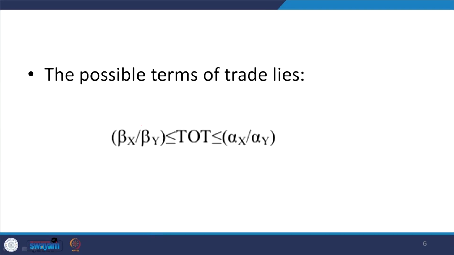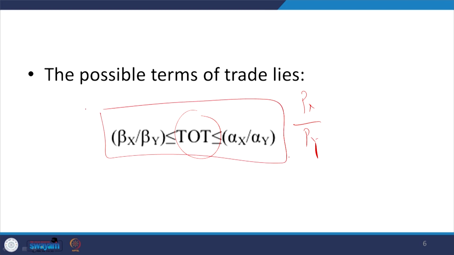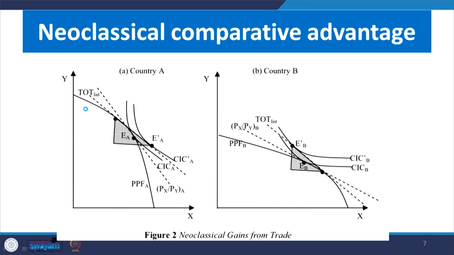So, range is defined as this is the lowest one, this is the highest one. So, the terms of trade, which is largely defined as price of X by price of Y, is actually interpreted like this. So, accordingly the range of trades is defined, and within that the possibility of trades takes place.